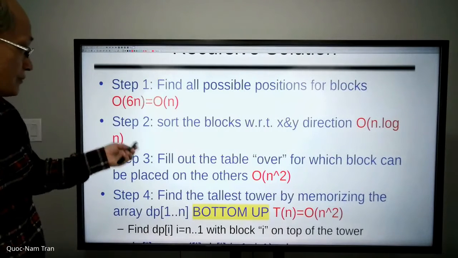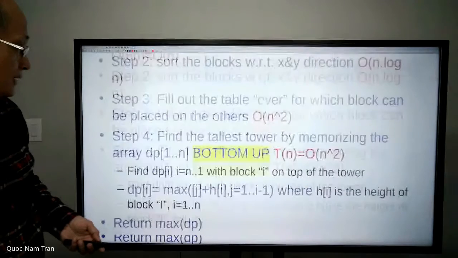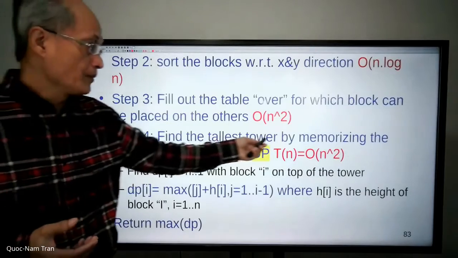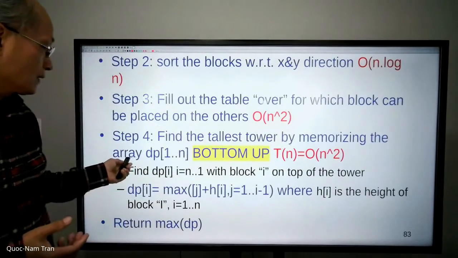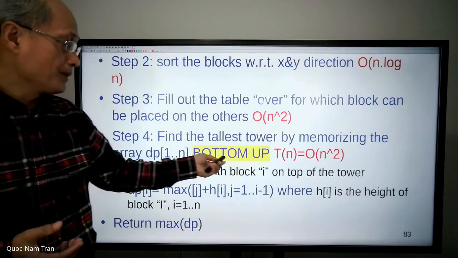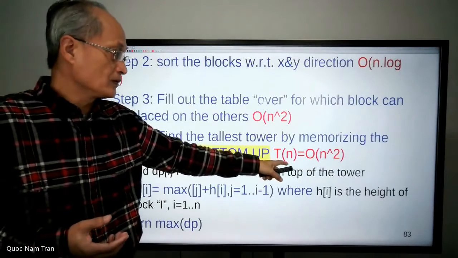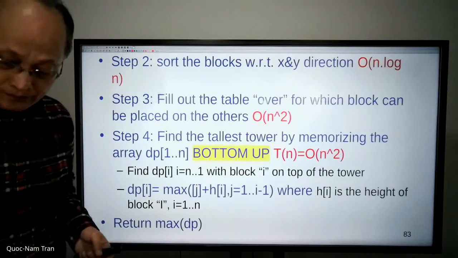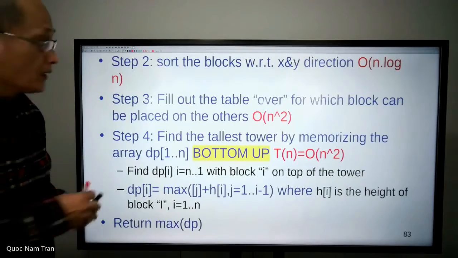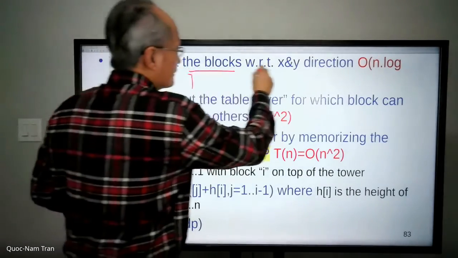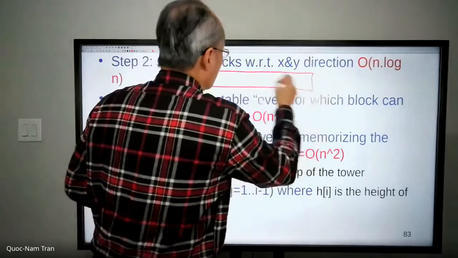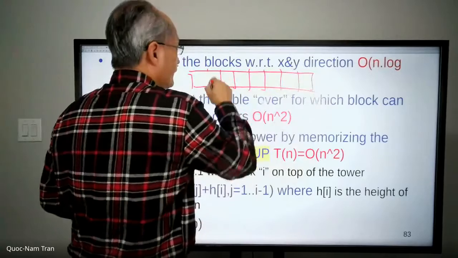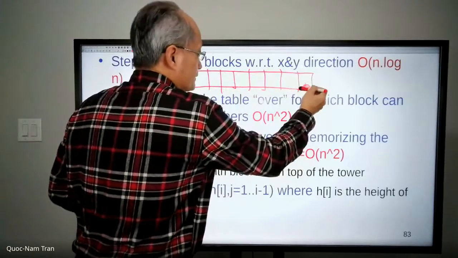Okay? Everything could be the same for step 1, step 2, and step 3, but for the dynamic programming, because we memorize and fill up the array bottom up, then the complexity would be n squared, right? Because when we go for each value of the DP array, so here's the DP array, we go from right to left, right?